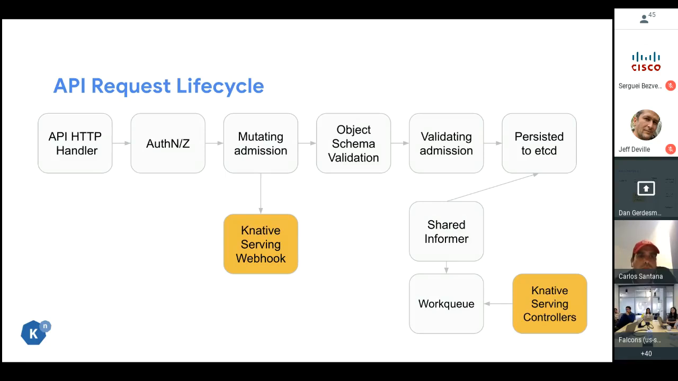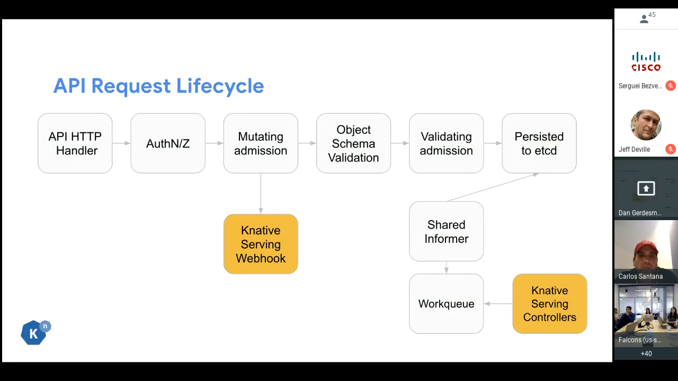And then it gets passed to a schema validation to make sure that everything looks good after we set the defaults. It goes to any validating admission webhooks that you have on your cluster. We don't add any for Knative today, but if you have anything custom set on your cluster, it would get passed to that before it gets stored in etcd.